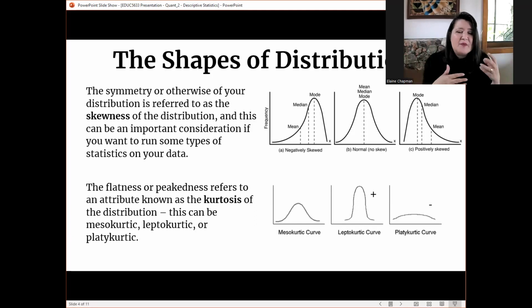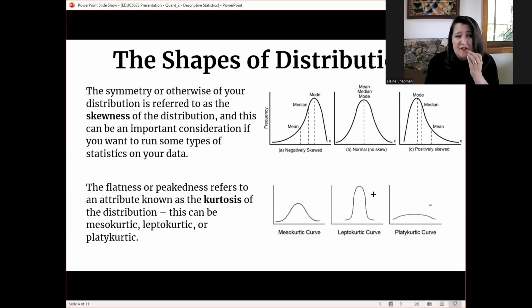So now when we talk about the symmetry of a frequency distribution or a frequency graph, what we're talking about is the attribute known as skewness of the distribution. So the skewness refers to whether your frequency distribution of scores is normal in form, like bell-shaped, which is reminiscent of the normal distribution, or whether it's more bunched up to the left or to the right.